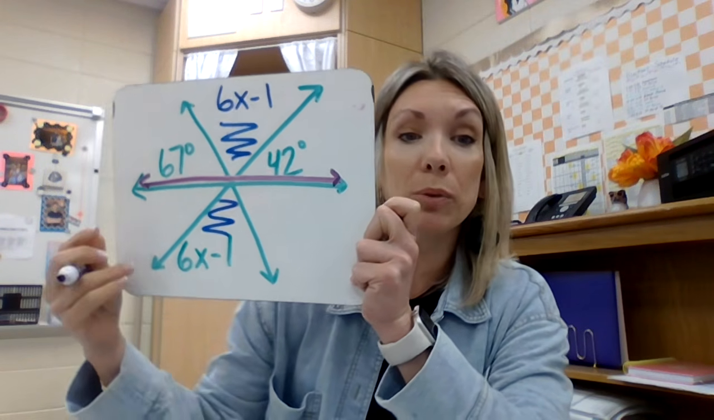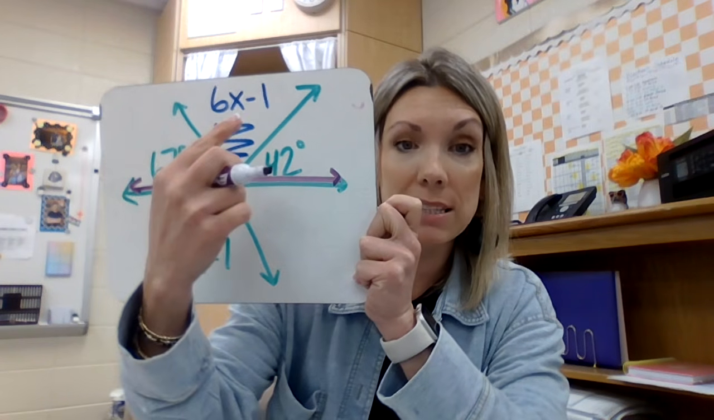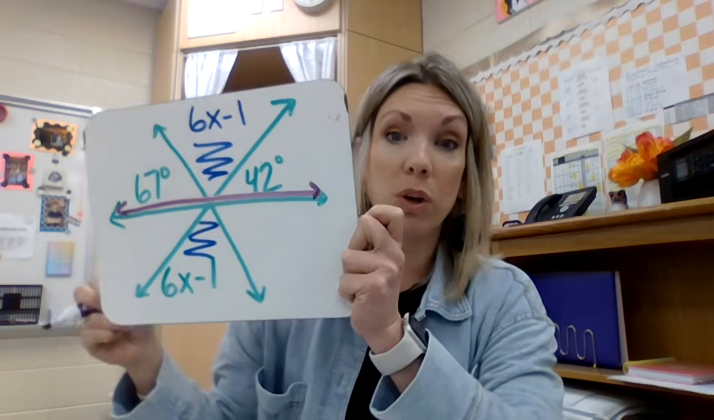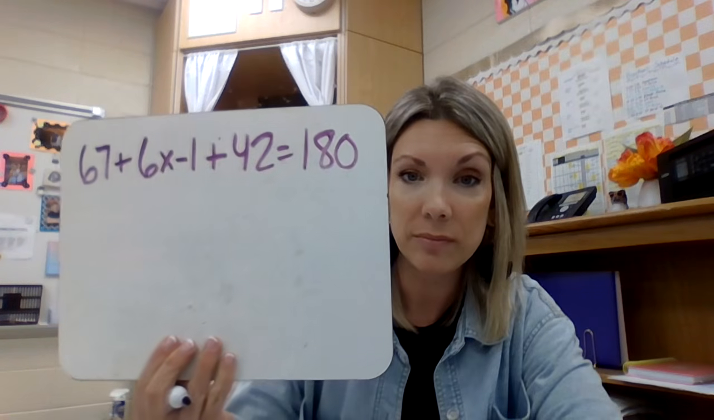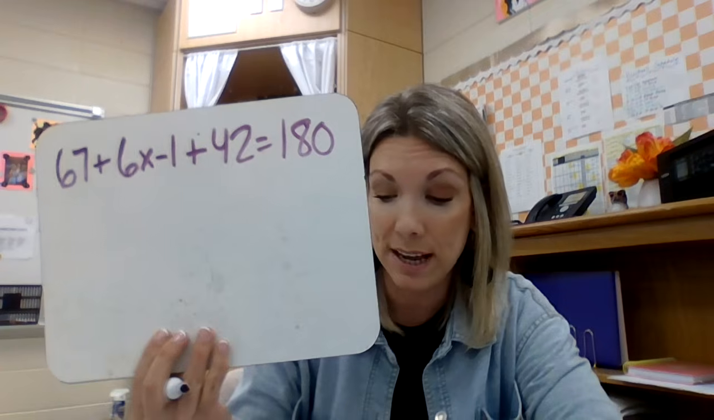So you should be able to write this out. You should be able to say 67 plus 6x minus 1 plus 42 equals 180. So you just write it simple like this: 67 plus 6x minus 1 plus 42 all has to equal 180. Okay? And now you just have to combine your like terms and solve.